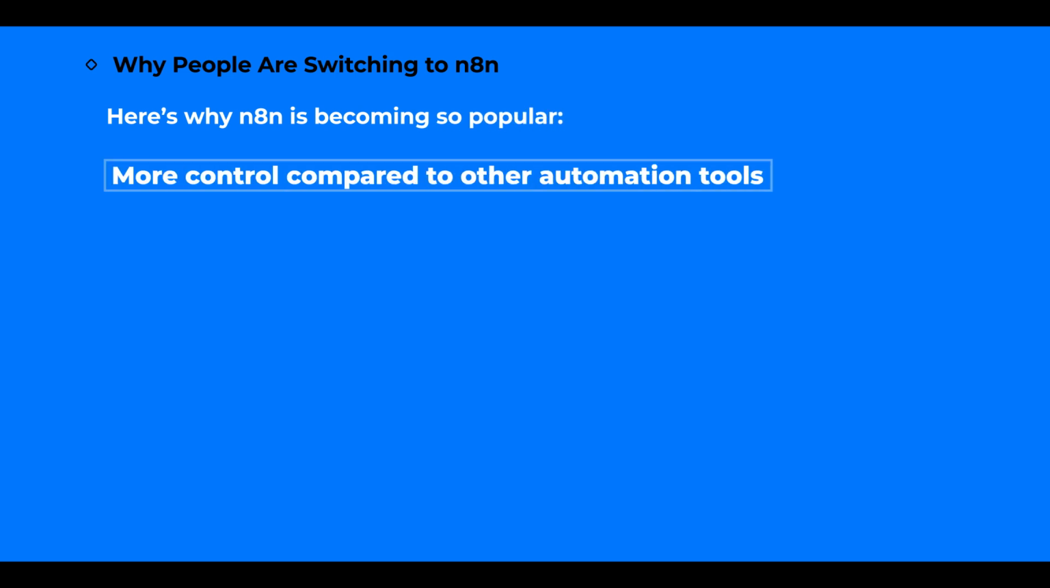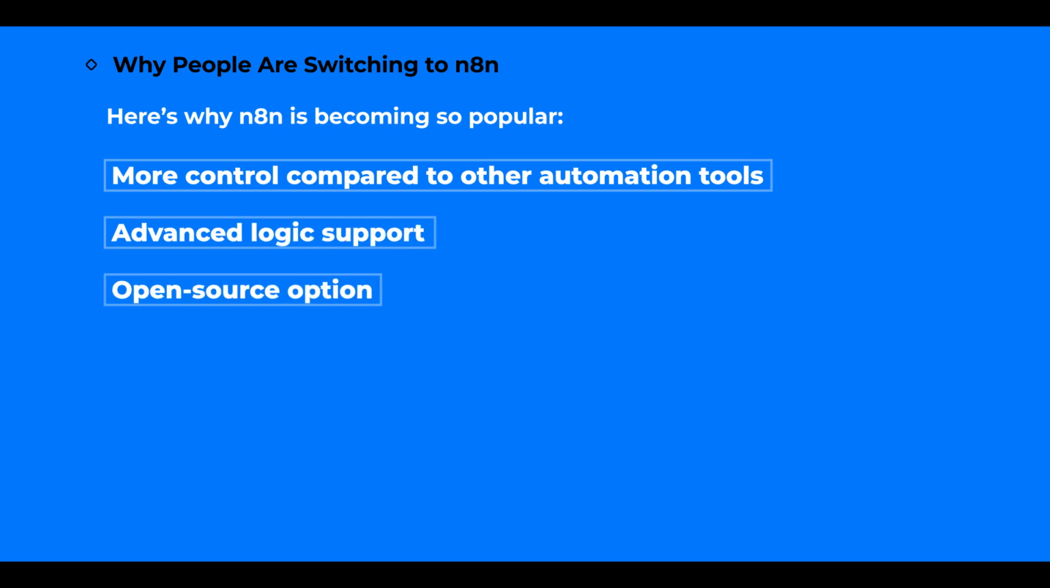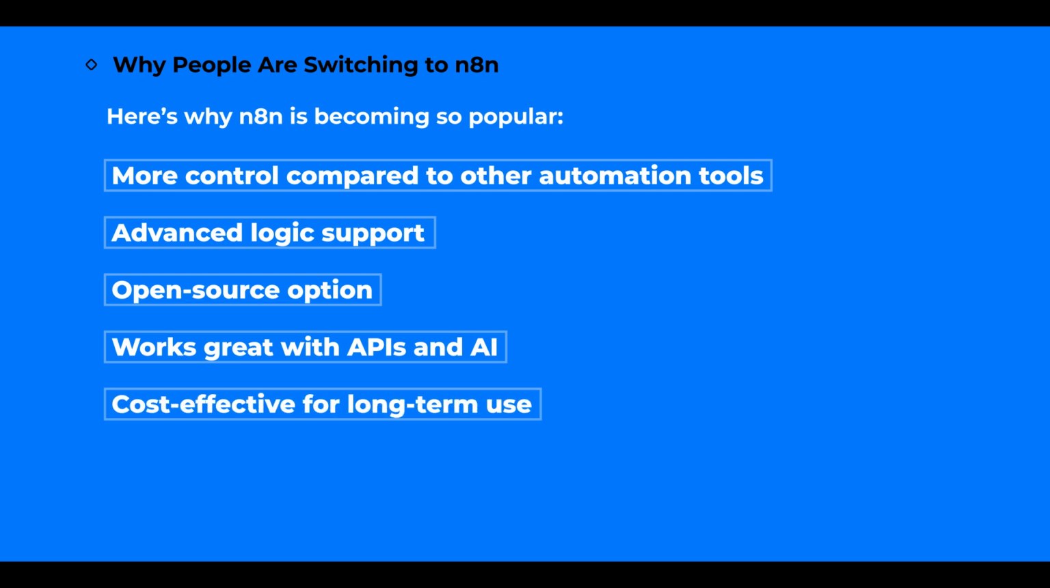Why people are switching to n8n? Here's why n8n is becoming so popular. More control compared to other automation tools. Advanced logic support. Open source option. Works great with APIs and AI. Cost effective for long-term use. In short, n8n gives power back to the user.